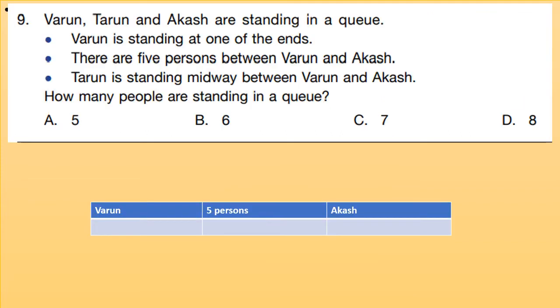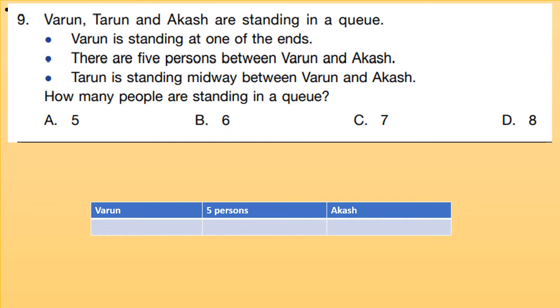Question 9. Varun, Tarun and Akash are standing in a queue. Varun is standing at one of the ends. There are 5 persons between Varun and Akash. Tarun is standing midway between Varun and Akash. How many people are standing in a queue? Now Varun is standing at one end, and from the figure it is clear that there are 5 persons between Varun and Akash, and Tarun is standing midway between Varun and Akash.